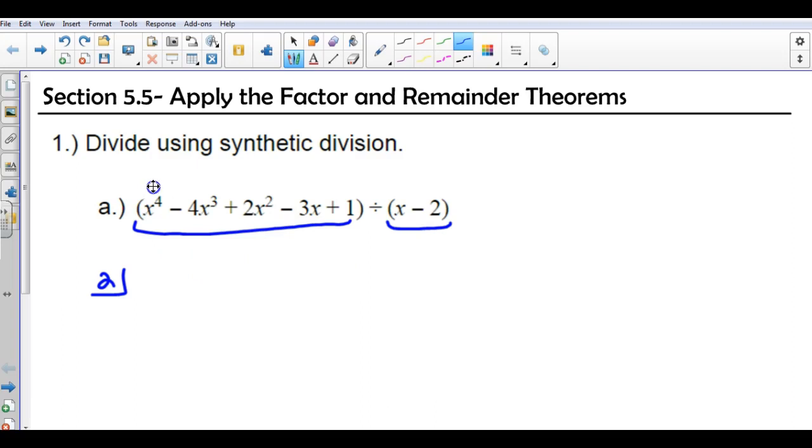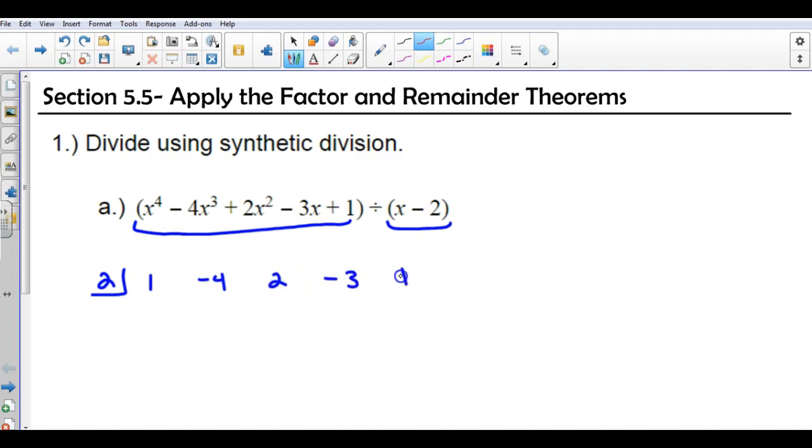So what you want to make sure is that you're going highest to lowest and that you're not skipping over anything. So notice the powers are from 4 to 3 to 2 to 1, and then we have our constant. If, for example, there was no 4x to the third here, and it went right from the 4th power to the 2nd power, you would want to put a little 0 in there as a placeholder. So since this is 1x to the 4th, I'm going to put a 1 here. I put a -4, +2, a -3, and a +1.